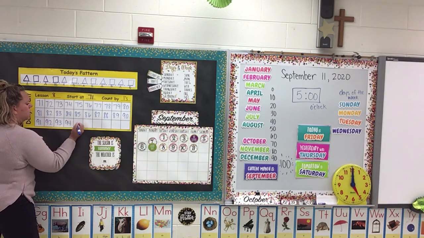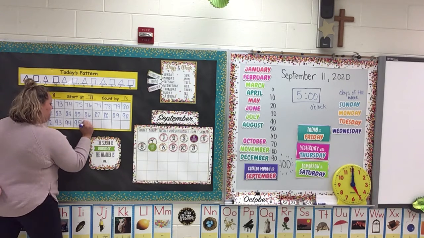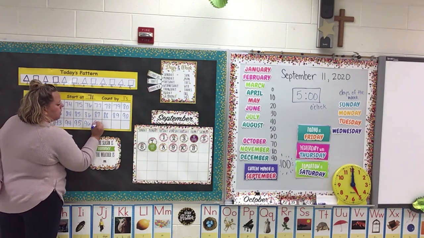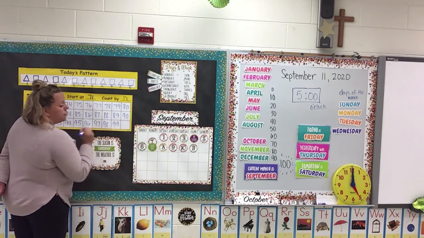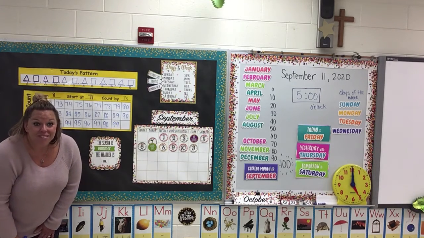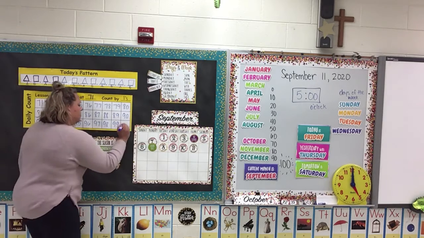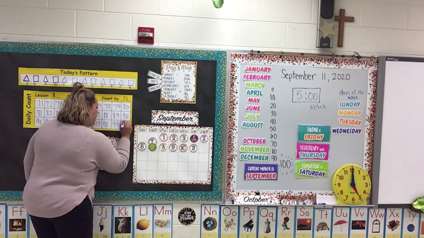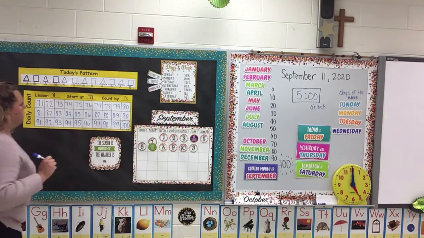93, 94, 95, 96, 97, 98, 99. And what comes after 99? After 99 is 100. I always love to make it a big deal when we get to 100. Okay, we're at 100.